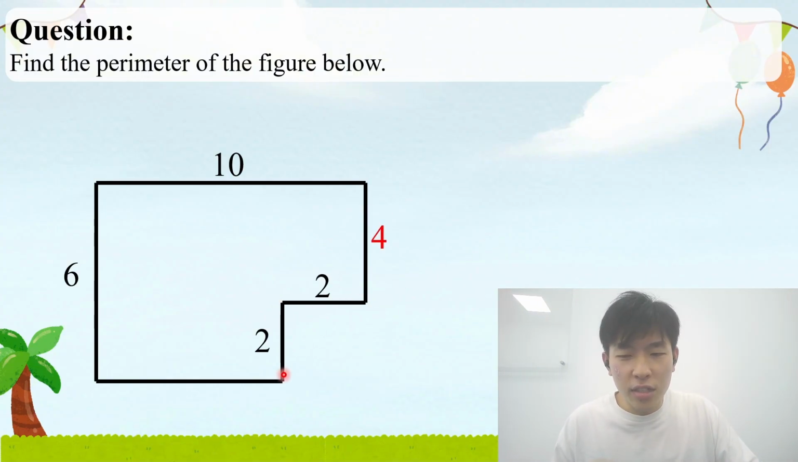Now, this is 2, this is 2. What about this side then? Yes, very nice. It will be 8. This is 10 and this is 2, so this will be 8.